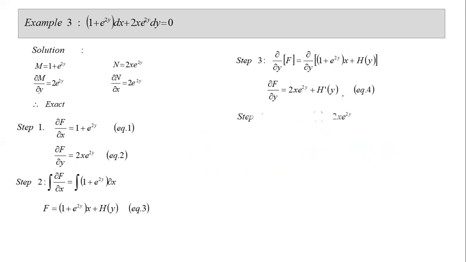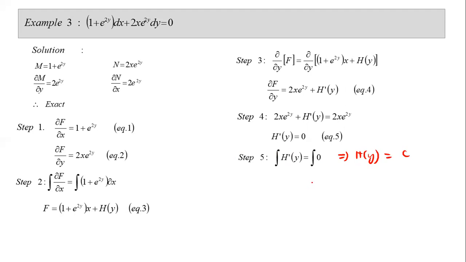And then step 4, we shall now equate equation 4 and equation 2, and that leads us to 2x e to the 2y plus h prime of y equals 2x e to the 2y. And then you can just cancel these. So you shall have h prime of y equals 0. And that is our equation 5. And then step 5, you integrate equation 5, and that's the integral of h prime of y equals integral of 0, and that is h of y equals a constant.